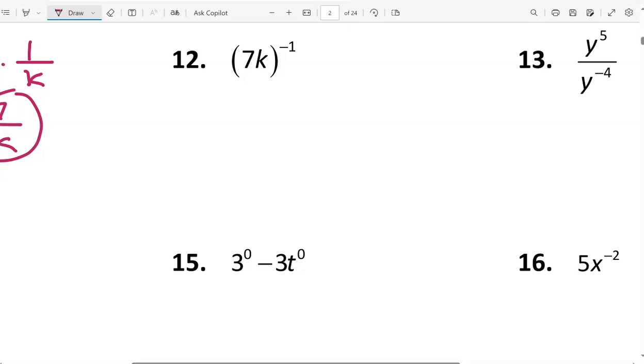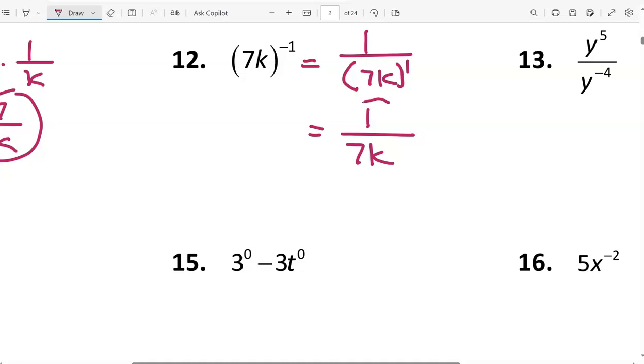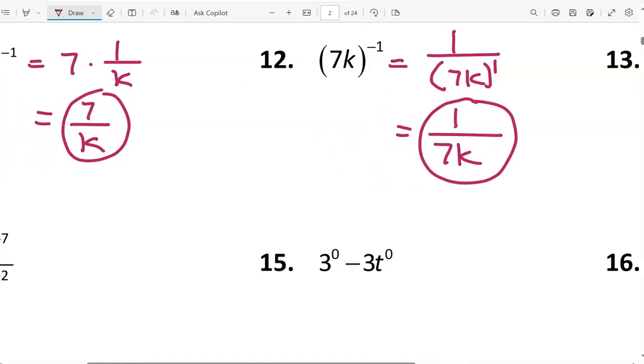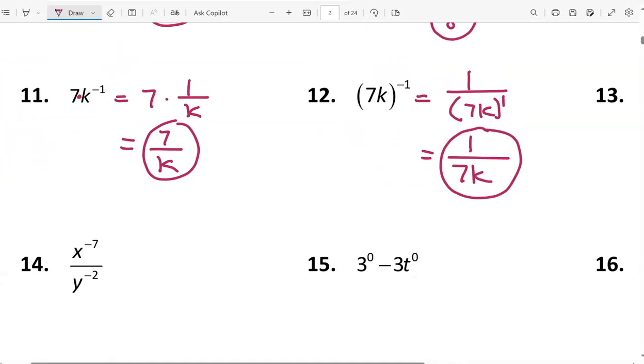In number 12, we have parentheses. That means that the exponent applies to everything in the parentheses. So 7k to the negative 1 is 1 over 7k to the positive 1. Of course, 7k to the positive 1 is just 7k, so 1 over 7k. Notice the difference in these two results.